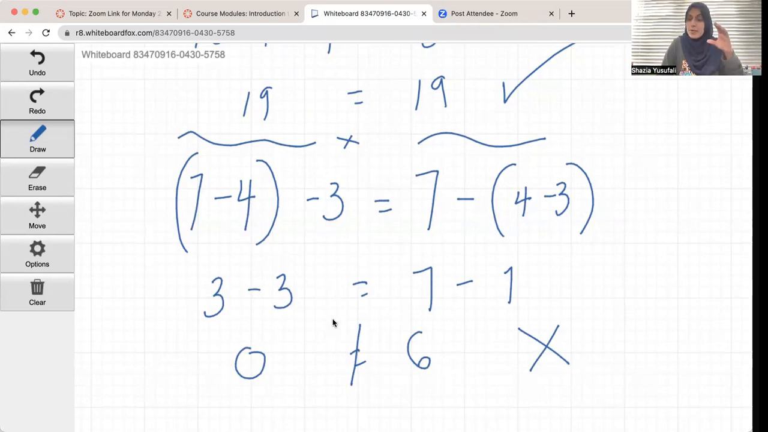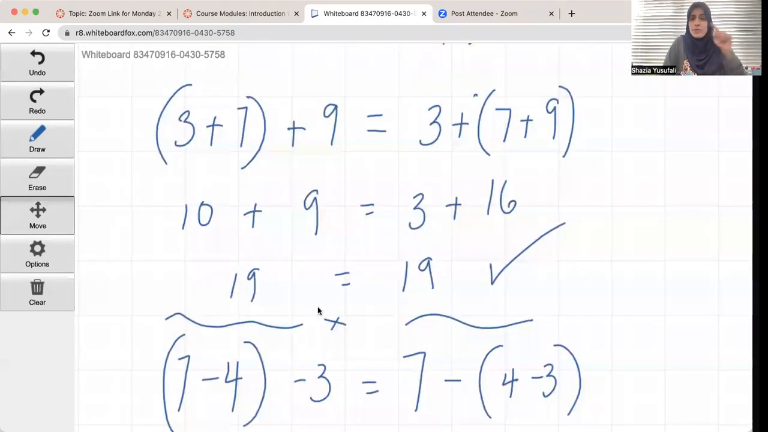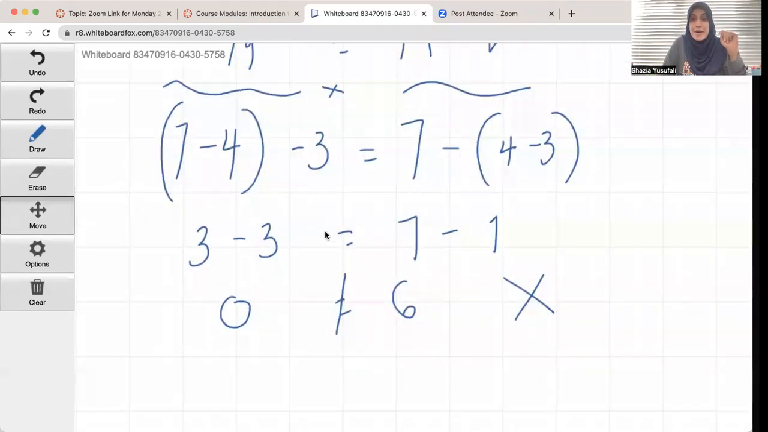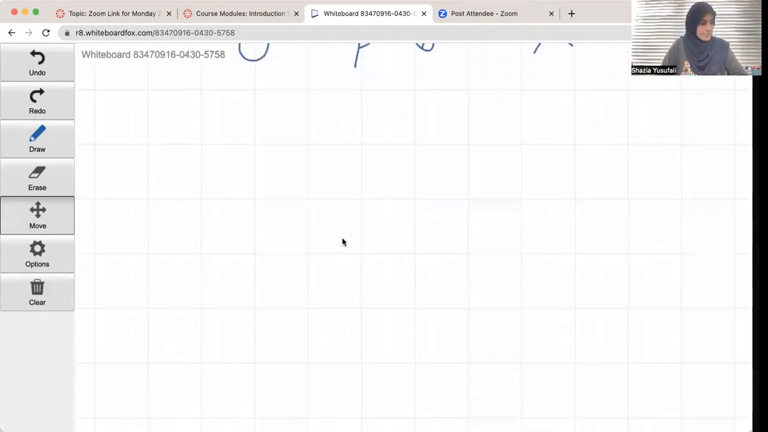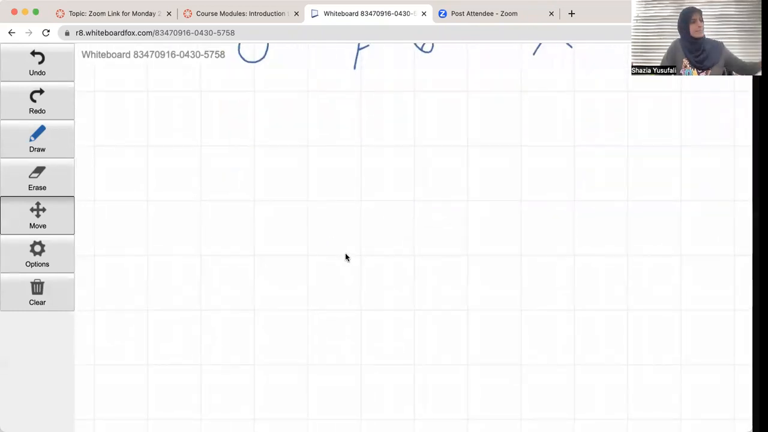Do you see why associative property matters? Where you put in the brackets matters. It does not matter for addition, but it does matter for subtraction. Same thing for multiplication and division. Let's see if this makes sense, right? So let's move up. Let me give you another number.